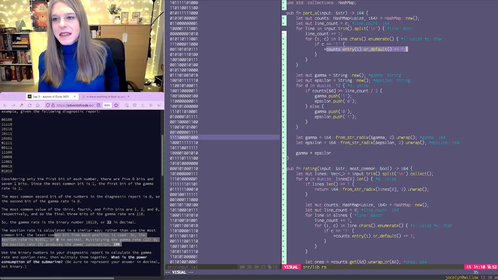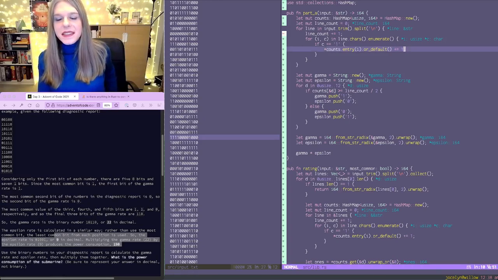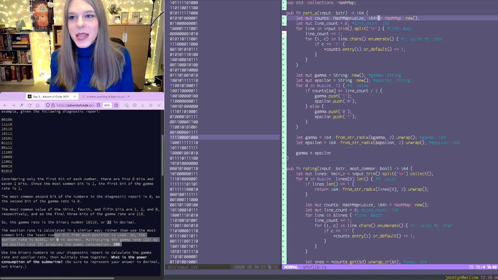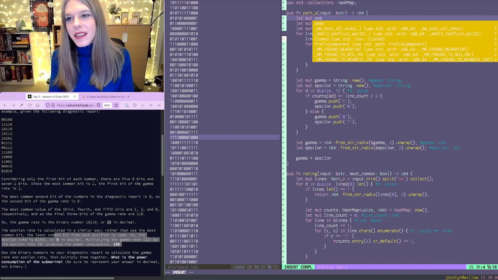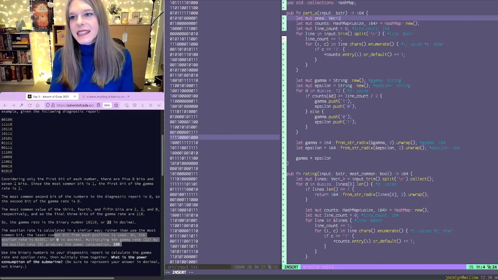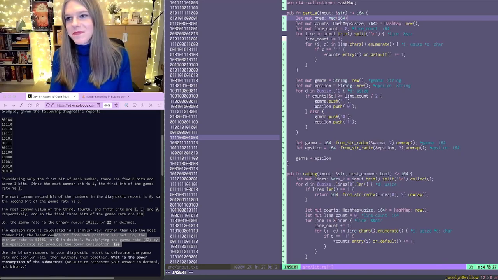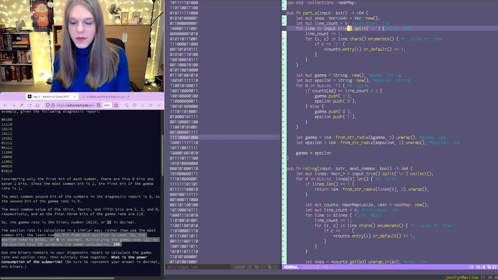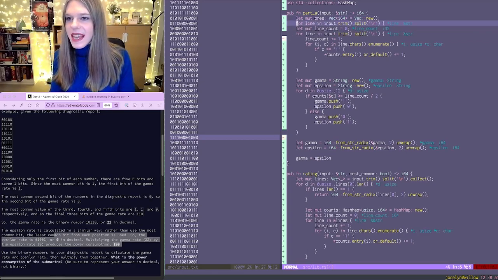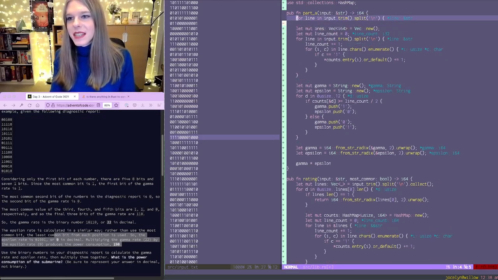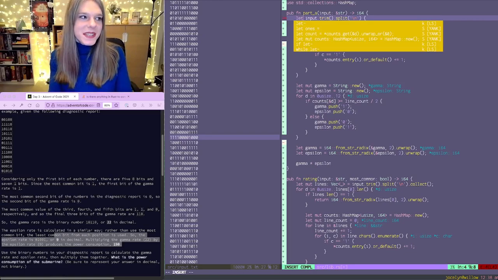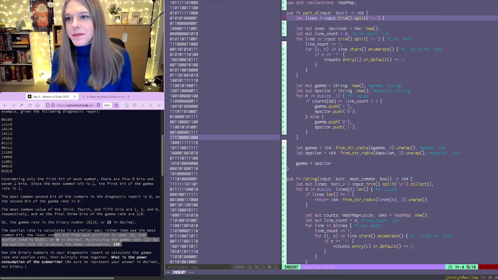increment counts by 1. So I'm actually just going to, while I'm here, improve this a little bit. This really doesn't need to be a hash map. A Vec is fine, and to figure out the size of that, we can actually just parse the lines into a vector. So there we go.